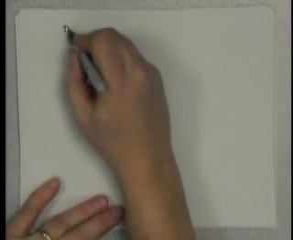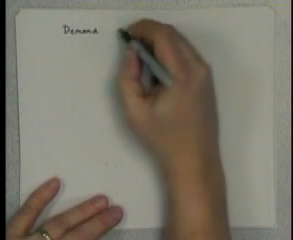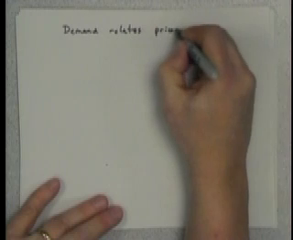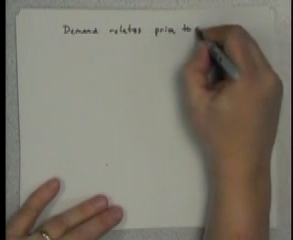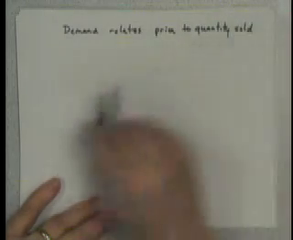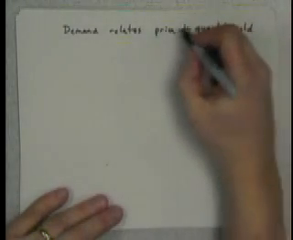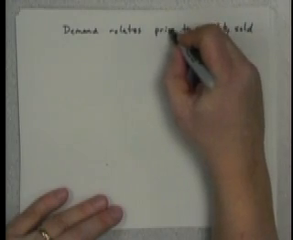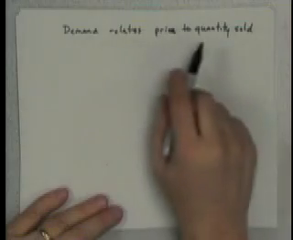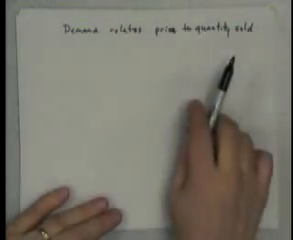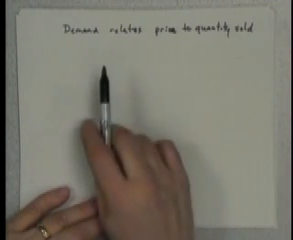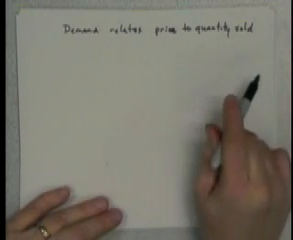Now, demand relates price to quantity sold. Supply, on the other hand, relates price to quantity produced and available, but demand relates price to quantity sold. Depending on whose perspective, this could be quantity sold as a function of price, or it could be price as a function of quantity sold.